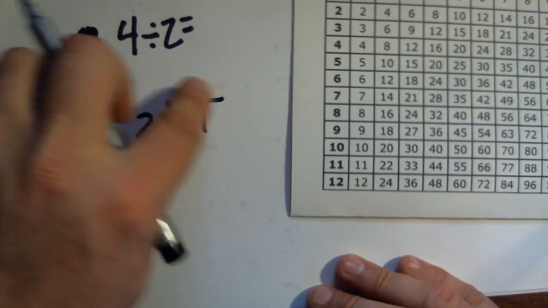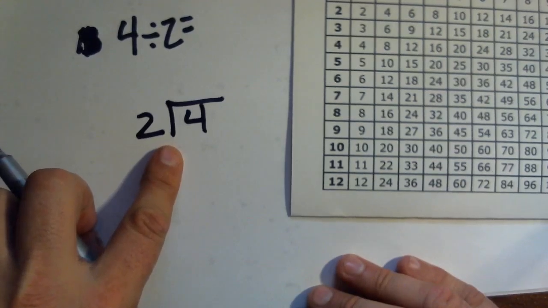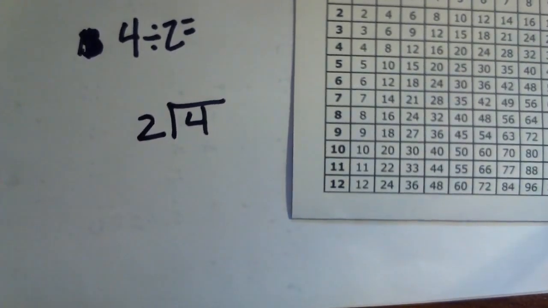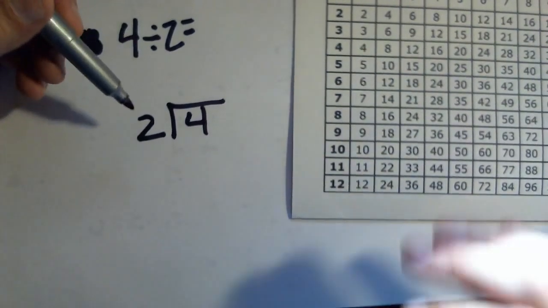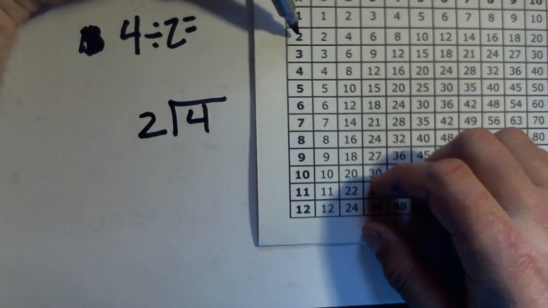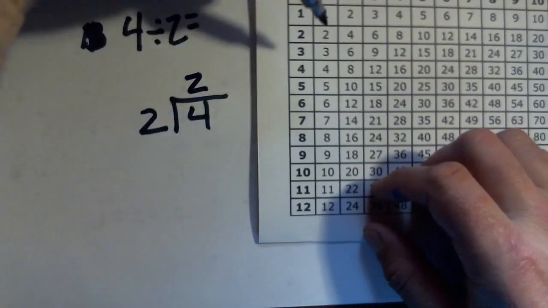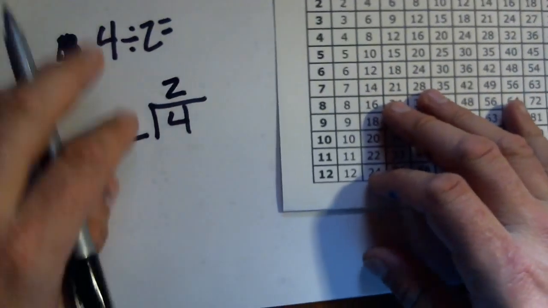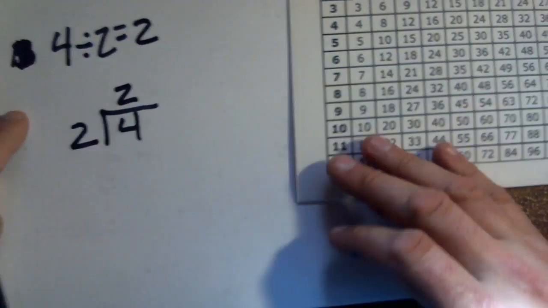So see, I just reversed them and put them inside this house, is what you'll hear it called a lot of times. It's the long division symbol, but it's kind of easy to think of as a house. So how many times does 2 go into 4? Well, 2 goes into 4 twice. 2, I found the 4, and there's 2. So the answer to this would be 2.